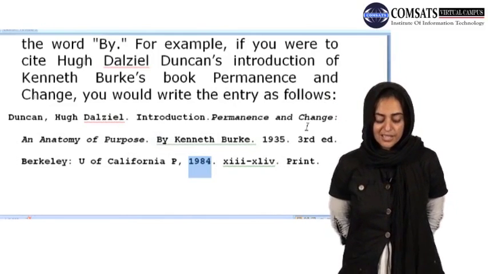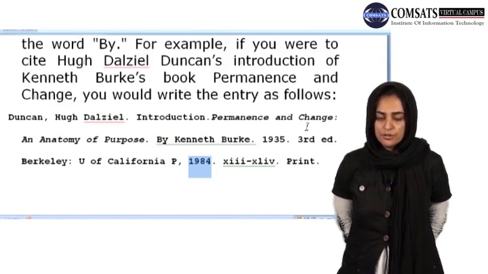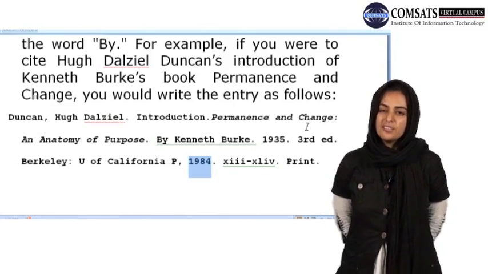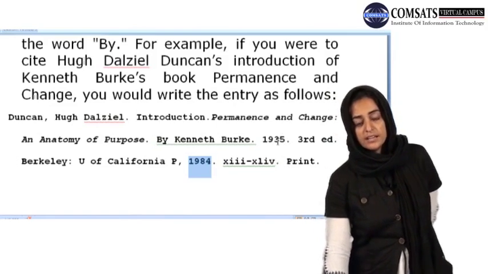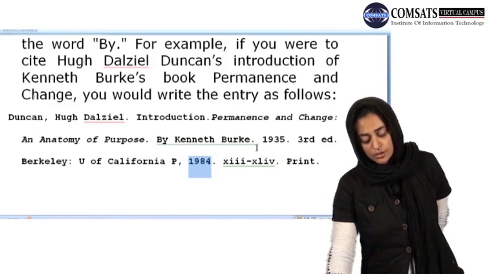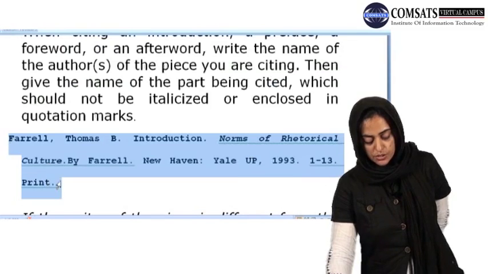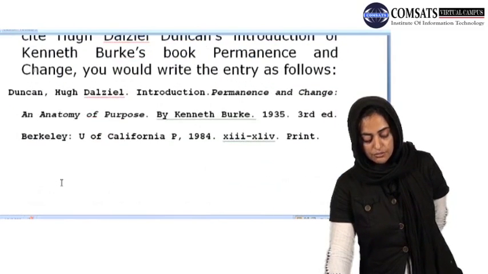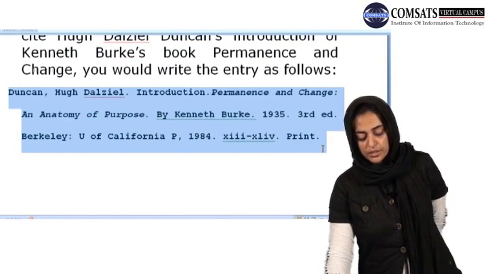So dear students, we have discussed a situation in which you are trying to create the detailed reference for an introduction portion of a book, for the preface of a book, for the foreword of a book, for the afterword of a book. If the introduction is written by the same author and the book is also written by the same author, then this is the way you will be creating the reference. But if the author of the introduction is somebody else and the author of the book is somebody else, this is the way you will be creating the reference.